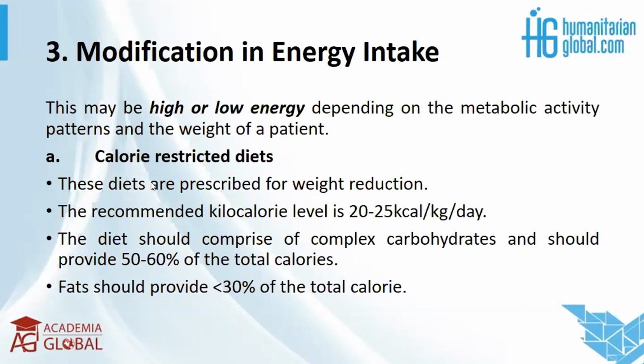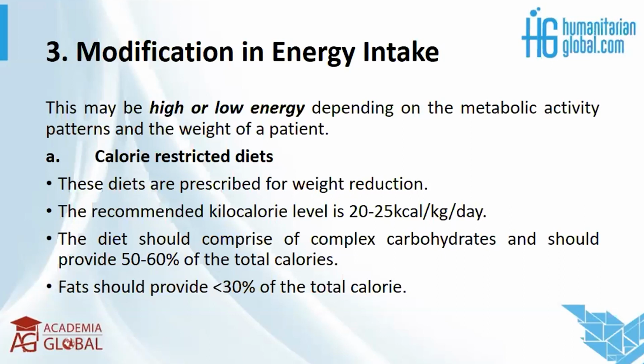Now, the purpose of these diets: they are prescribed for weight reduction, for people who are overweight and want to reduce weight. The recommended kilocalorie level is 20 to 25 kilocalories per kilogram of body weight per day. Now, the typical standard of energy requirements for normal people is about 30 to 35 kilocalories. But if you want to reduce, you give a person 20 to 25 kilocalories per kilogram per day.